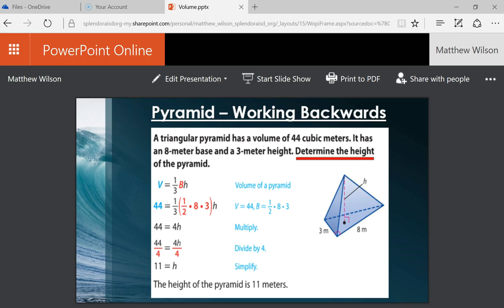Then you multiply that by 1/3, because that's the part of the formula to find volume of a pyramid. So they did all this math right here and ended up with 44 equals 4H. They're trying to isolate H, so they divide by 4 on both sides. 44 divided by 4 is just 11, and you're left with H. So the height of this pyramid is 11 meters.